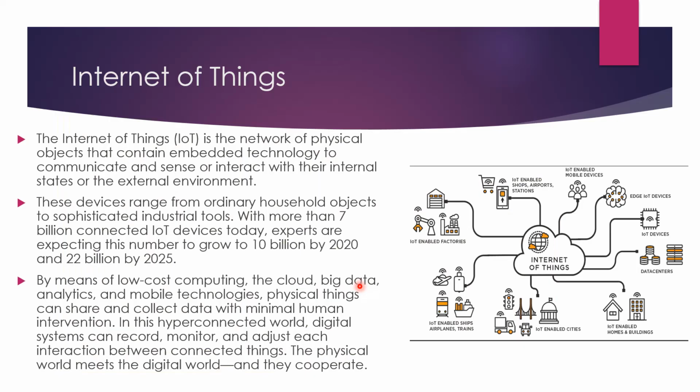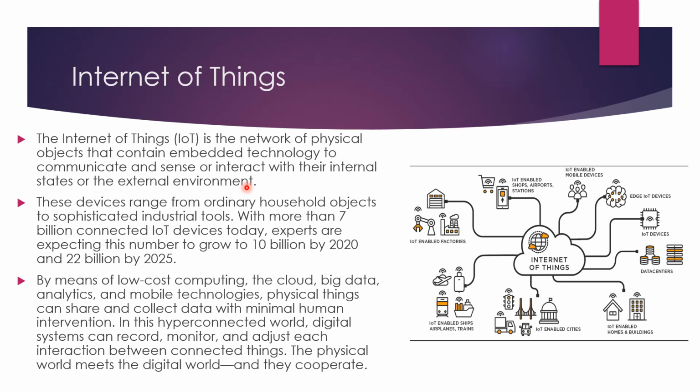Now we come to Internet of Things or IoT. Now, Internet of Things is the network of physical objects that contain embedded technology to communicate and sense or interact with their internal states or external environment. Now, these devices range from ordinary household objects to industrial tools. So, as of present, there are 7 billion connected IoT devices. The experts expect that this will grow to 22 billion in 2025. So, IoT is the buzzword of the embedded systems industry.